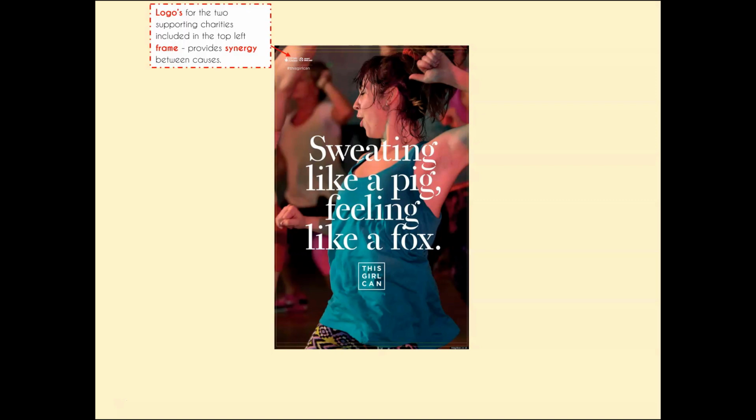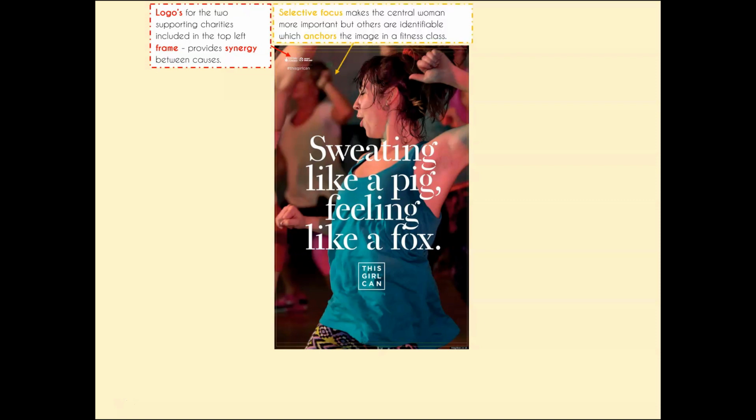So we start off then with the logos for the two supporting charities, which are included in the top left of the frame. So we've got Sport England and the National Lottery. These provide synergy between the causes, not only between Sport England and the lottery, but also through Sport England and This Girl Can, and the lottery and This Girl Can as well. So all of those different companies working together for mutual benefit and mutual gain.